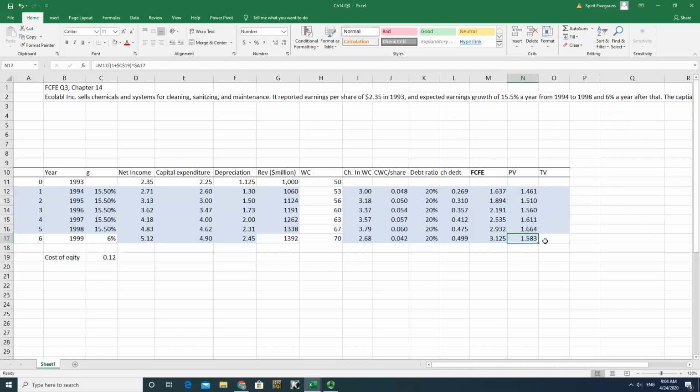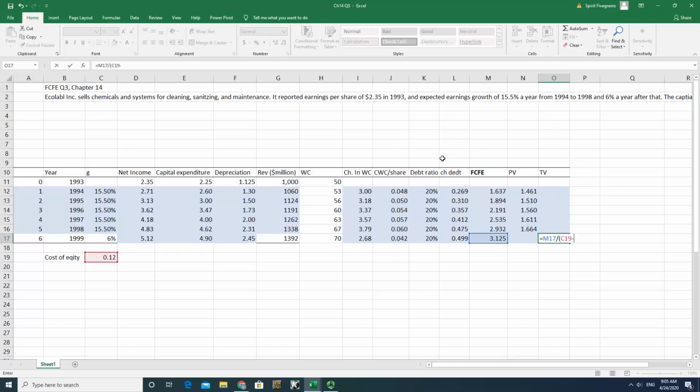And for year 6, you don't need to calculate this. What you need is terminal value. Terminal value equals free cash flow in the 6th year, the beginning year, divided by the difference between cost of equity and the growth rate, right? Cost of equity minus growth rate.